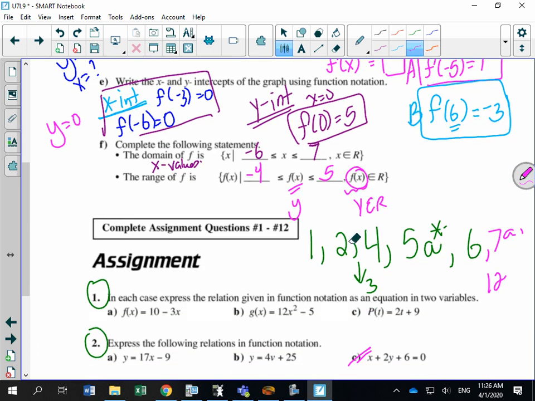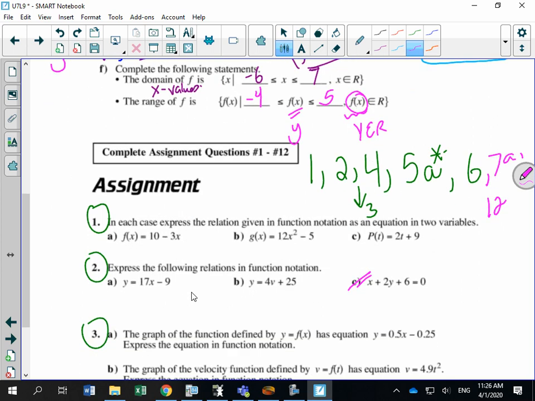Okay, here's your homework. 1, 2, number 3, 4, 5a, it starts, so we'll do it together. 6, 7a, and 12. So I believe I have everything circled for you. Number 1, in each case, express the relation that's given in function notation, express it in two variables. That means do x, y notation. So I'll do the first one for you. y is equal to 10 minus 3x. I've converted from function notation into xy notation.